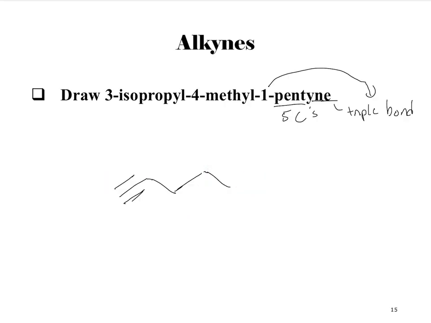Then on the 3rd carbon, what group do we have there? Isopropyl. And what did isopropyl look like? Everyone show me with their hands what isopropyl looks like. Yeah, right. That's it. So isopropyl on the 3rd carbon. And then on the 4th carbon, we have a methyl group. And methyl is how many carbons? 1, right? So that's just going to go up like this.